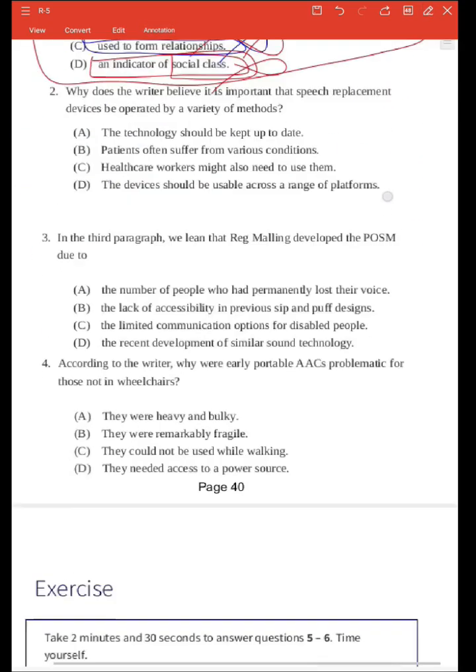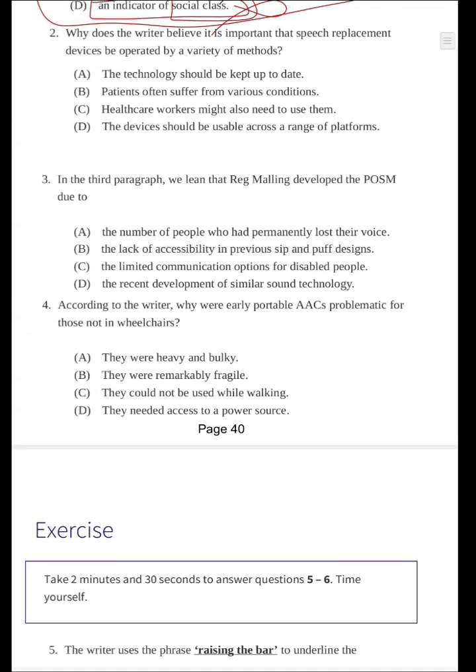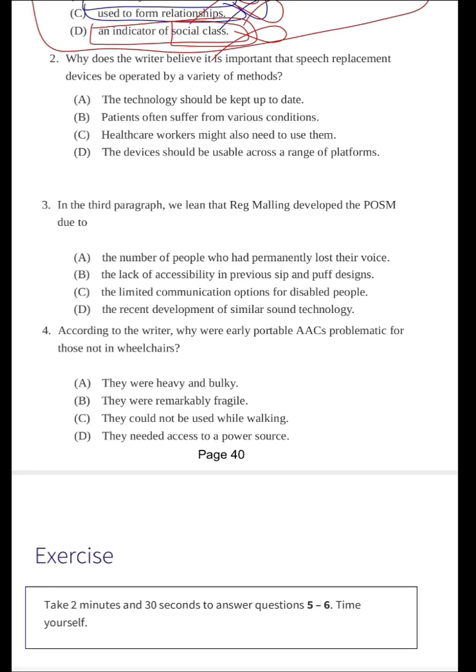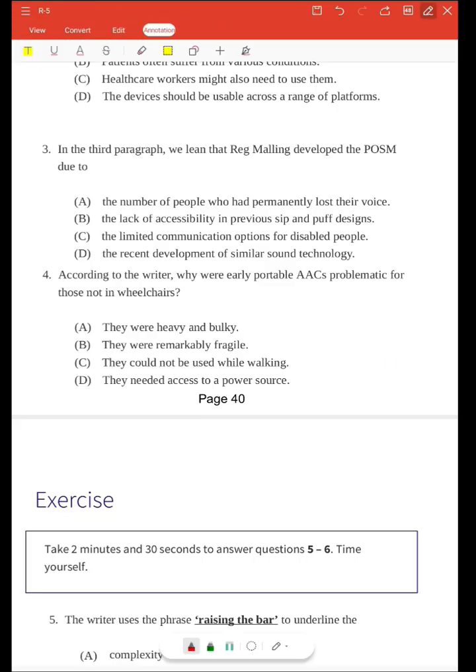So next we have the lexical questions and inference questions. Okay, so there is one more question which is indirect, question number 4. According to the writer, why were early portable... Portable means you can move the thing from one place to another. That is called portable. You can carry it, like our mobile is portable. We can carry our mobile here and there. Okay, so portable, you need to understand.